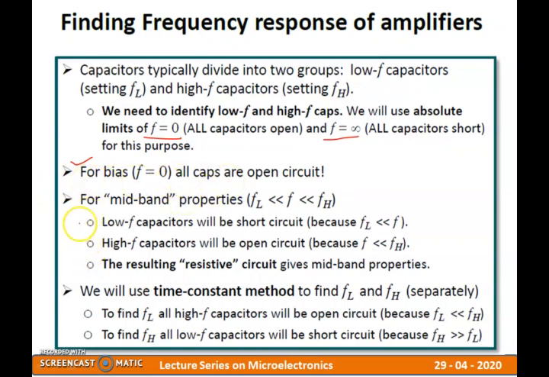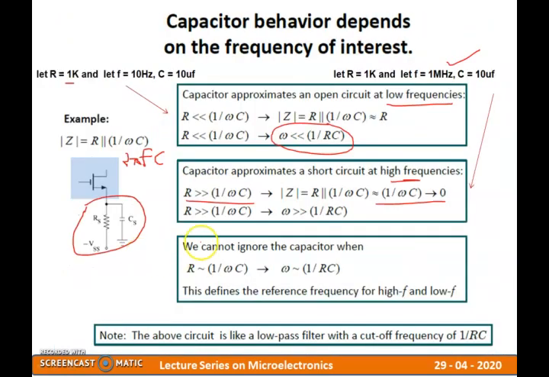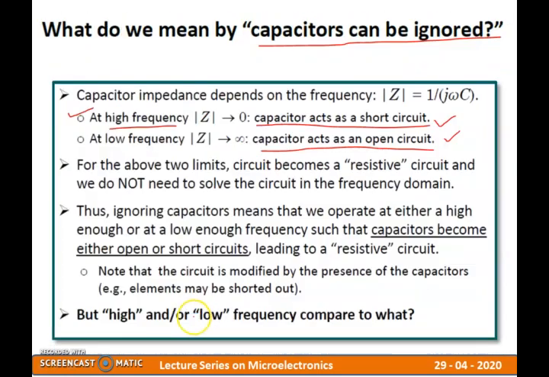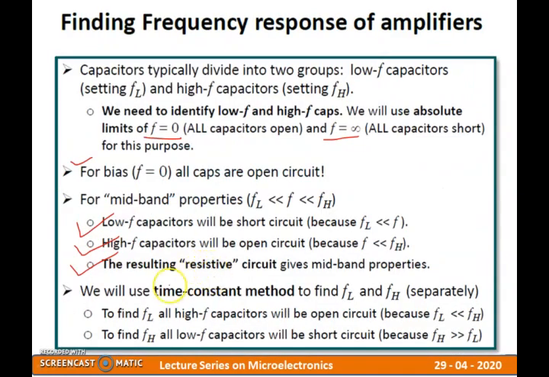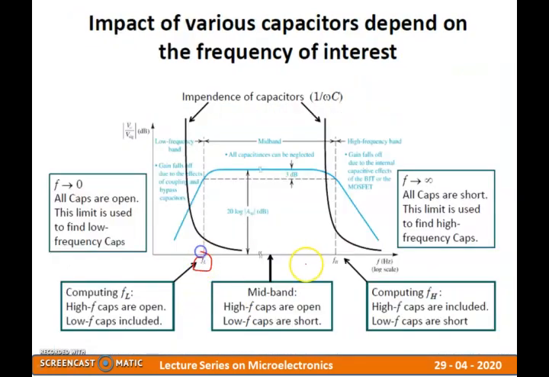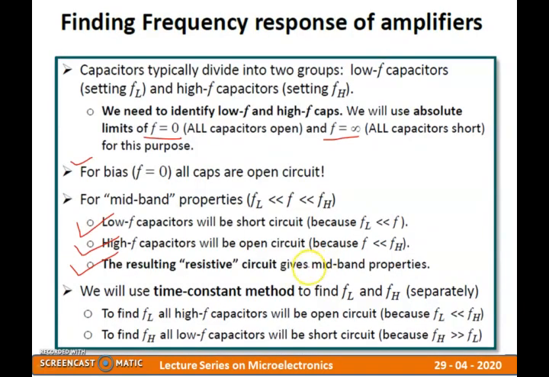So we'll try to figure out the low frequency capacitor, the high frequency capacitor, and the resulting resistive circuit, which gives the midband properties, as I mentioned over here, this one and this one, and based on those values we'll obtain the resulting frequency response. There is a method known as the time constant method to find the value of FL and FH. We'll discuss that in depth with a numerical example, so let's not worry about that now.